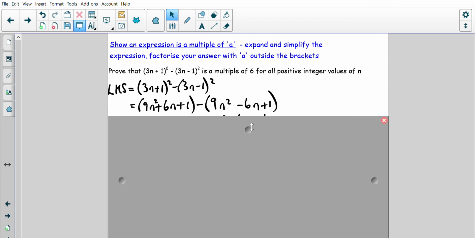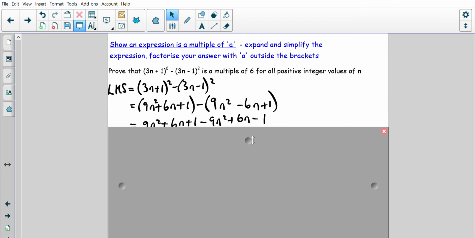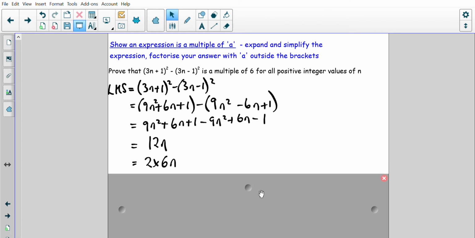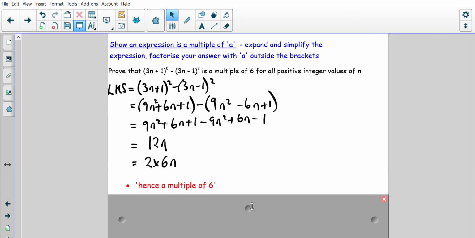So expand the brackets, take care with that minus outside the brackets, simplify. So we can see this gets 12n. So for our proof statement, we want to show it's a multiple of 6. So we can write 12n as 2 times 6n, and we can say hence a multiple of 6, and this is our proof statement.